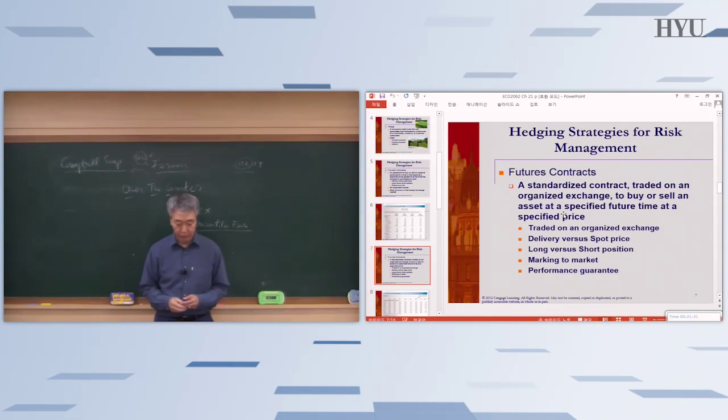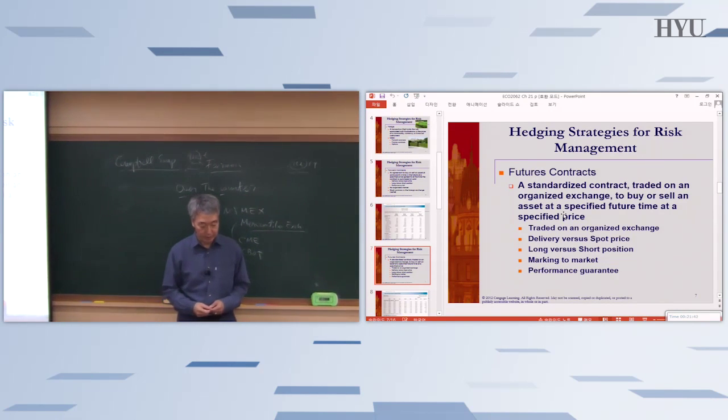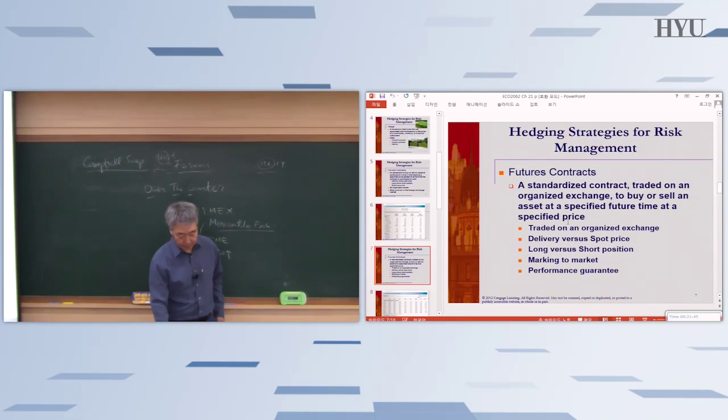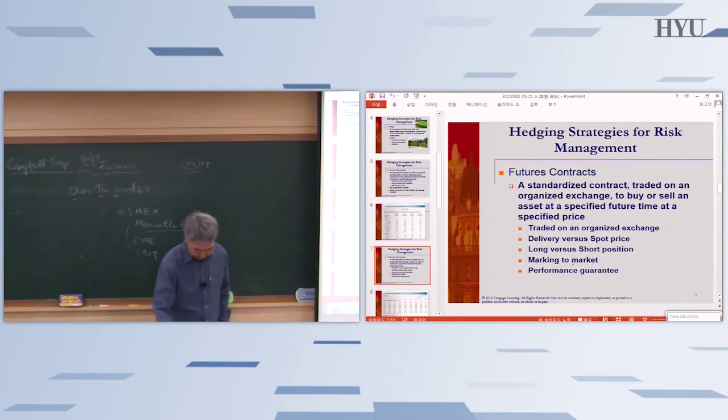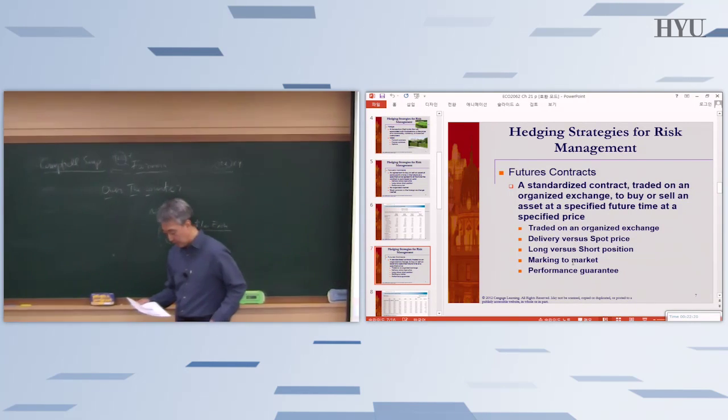And that way you can avoid what? Performance risk. Right? These futures are guaranteed by this organized market. Okay, so same thing as forward: delivery versus spot price, long versus short position, and performance guarantee, that's the difference. Right? Marking to market, what is it? Marking to market, that's an interesting concept. How do these organized markets make sure that the futures are safe, or the promises are delivered? That's by marking to market.